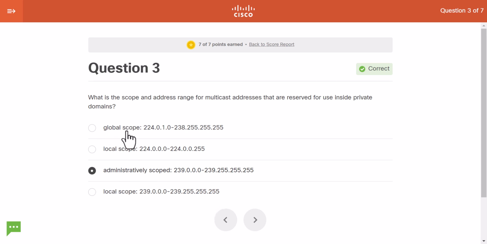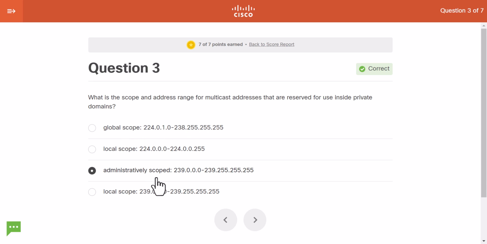Then the biggest portion of the overall class D range is the global scope. And these addresses are valid globally, right? So they are routed across the public internet, right? And this is a correct indication of the address range for the global scope.